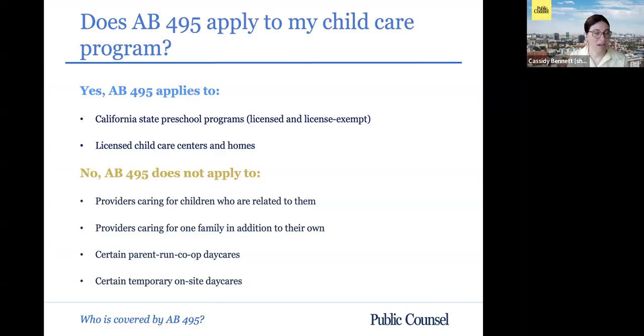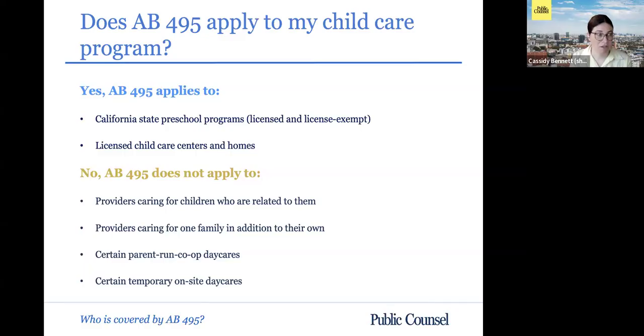So while AB 495 specifically requires certain childcare businesses to adopt the Attorney General's model policies, which, don't worry, we'll talk about later in the presentation, it is recommended that all childcare providers adopt these or similar policies to ensure that children and families are protected from the impacts of immigration enforcement.